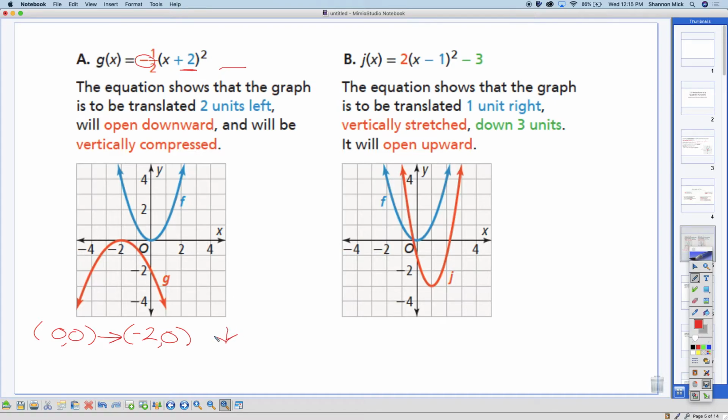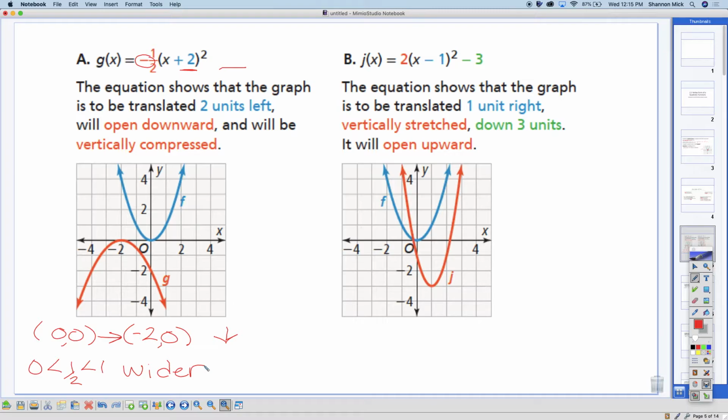Okay. Now 1/2 is between 0 and 1, isn't it? Yeah. And if it's between 0 and 1, is the graph going to be wider or narrower than the parent function? Wider. So then I write wider. So I wrote all this stuff. Now let's see if it matches.